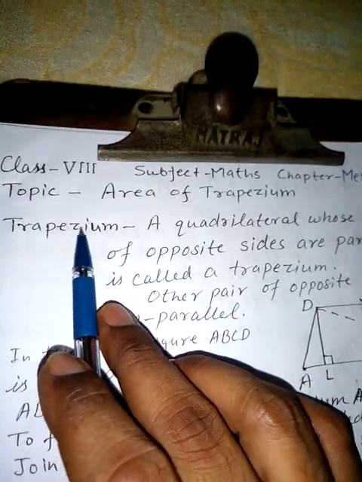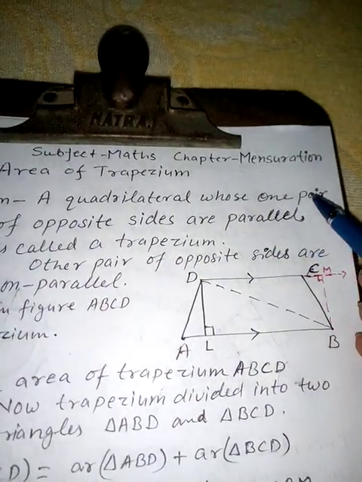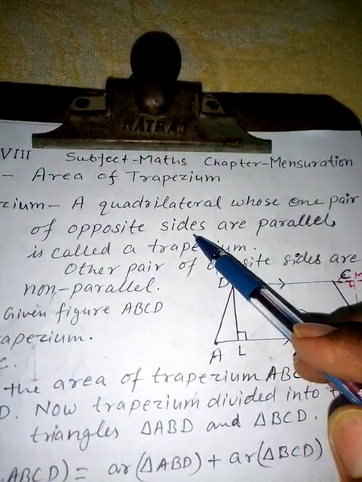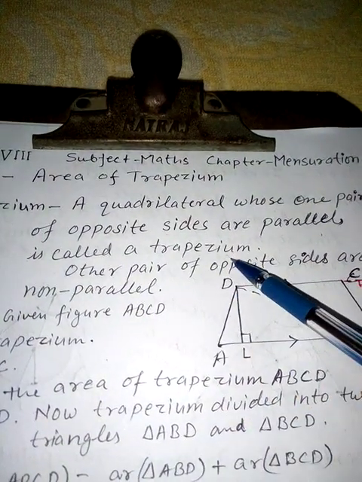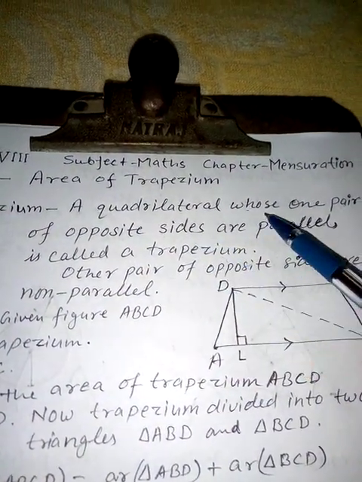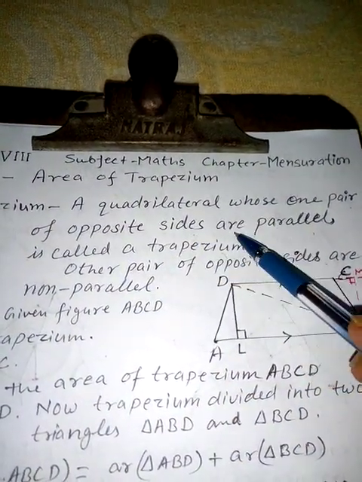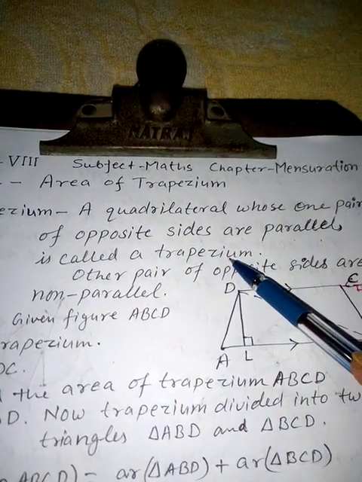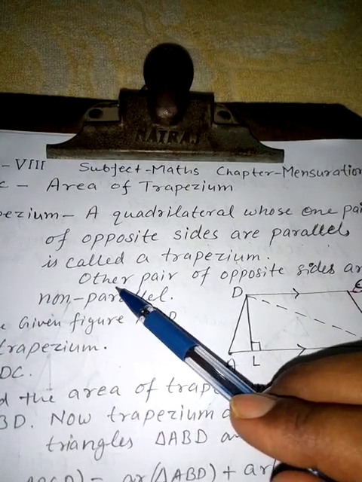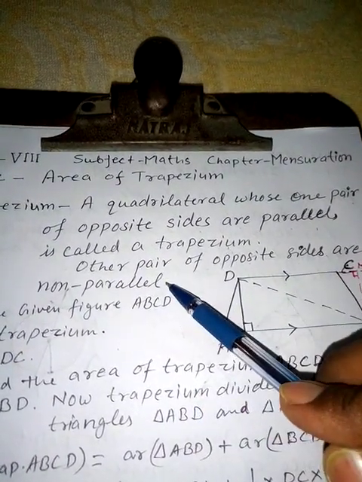First, we have to understand trapezium. What is a trapezium? A quadrilateral whose one pair of opposite sides are parallel is called a trapezium. Be careful, the other pair of opposite sides are non-parallel.